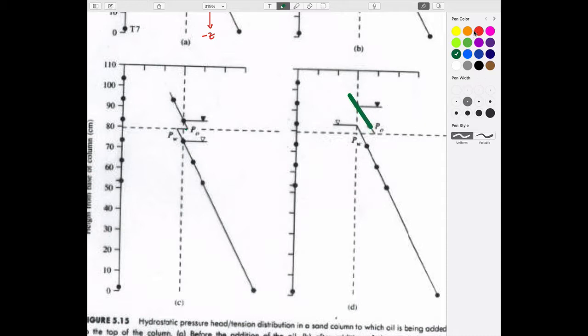And ultimately, as we allow it to reach equilibrium, then we have these conditions where this is the pressure within the oil. And was it blue, I guess, for the water? And this is the pressure within the water. And this would be a demarcation between them. And so this would be the oil. This would be the oil table. And this would be the water table.